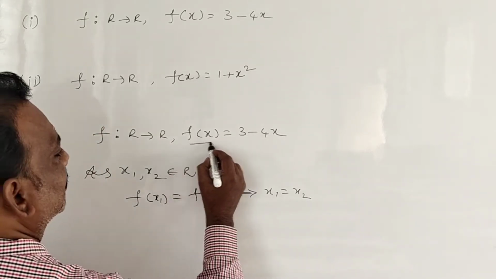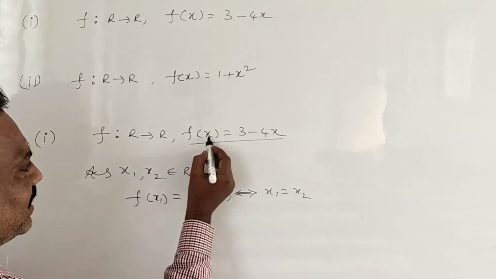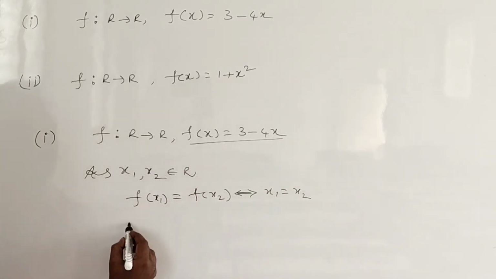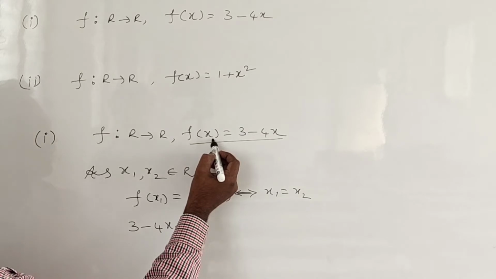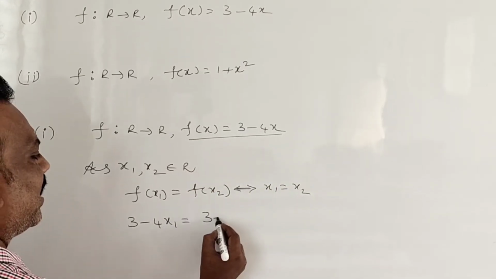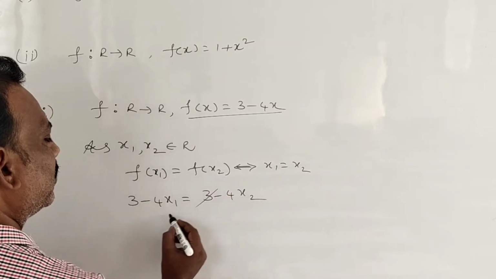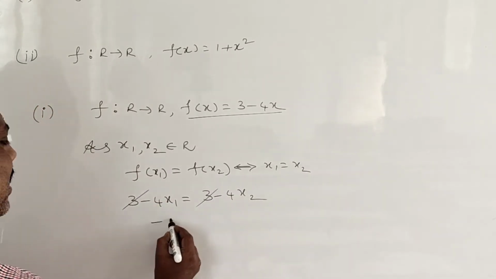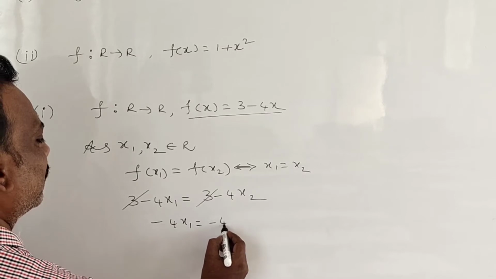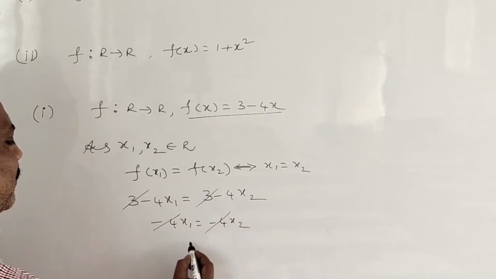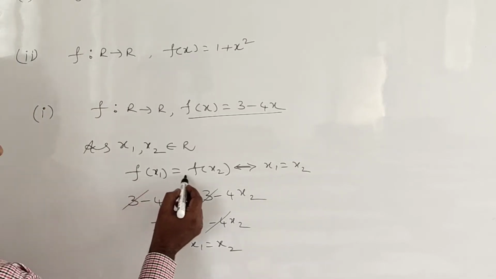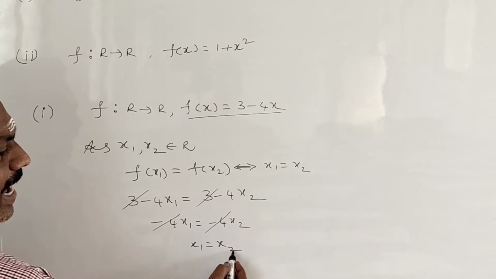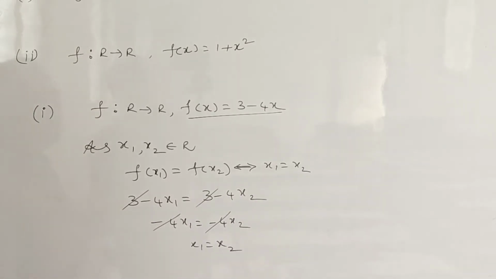So, this is f of x. We need f of x1. Where is x? There is x1. You can substitute. So, you will get 3 minus 4x1. That is the f of x1 value. Understood, students? The x place is replaced by x1. Next, 3 minus 4x2. So, 3 and 3 get cancelled. Now, minus 4x1 is equal to minus 4x2. Minus 4 and minus 4 get cancelled. x1 is equal to x2. So, you took f of x1 is equal to f of x2, and you proved x1 is equal to x2. Hence, it is a one-one function.